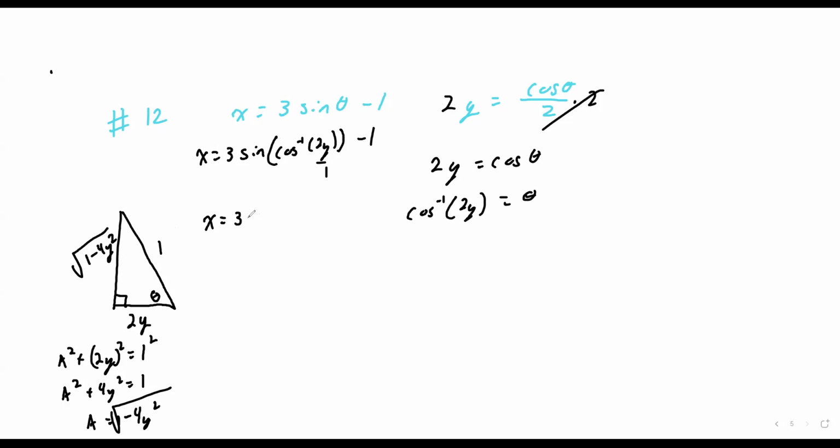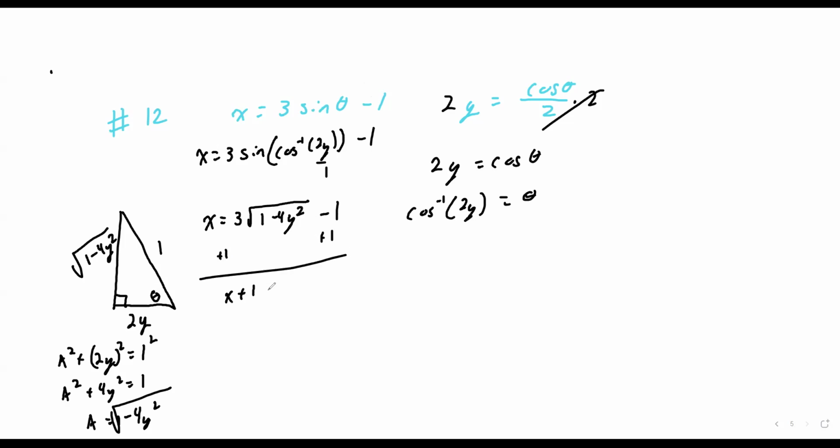3 square root of 1 minus 4y squared minus 1. And I think they'll accept that as an answer. No. So they actually want you to solve for y from here. So maybe it would have been easier to go this direction. Regardless, this is where we're at. I'm just going to solve for y. So I'm going to add 1 now.